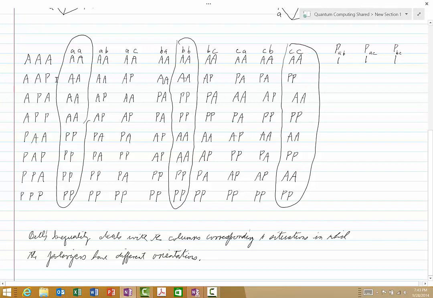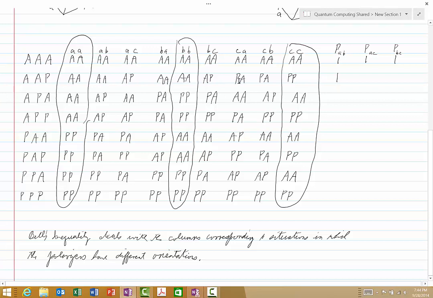Now, what about for the next equivalence class? Well, if one polarizer is in position A and the other one's in B, then here we have A and A, so they agree. Probability is 1. If one polarizer is in position A and the other one is in position C, okay, here they do not agree. And you can see this is true either for AC, it's also true for CA.